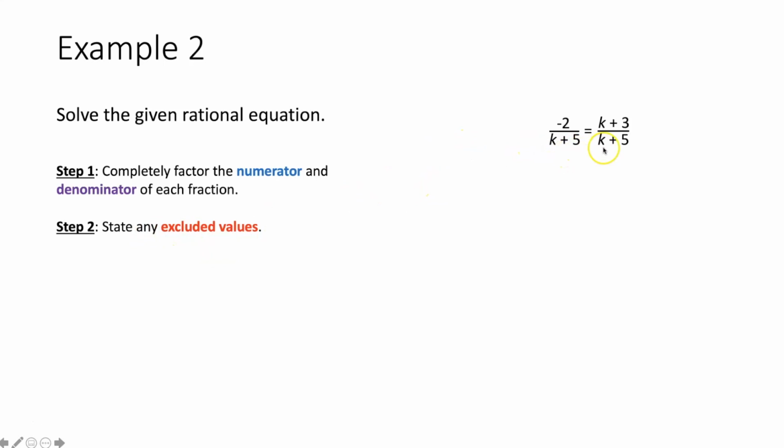Those would be values of k in this case that would cause either of these denominators to equal 0. The good news is that each of these denominators are exactly the same. So we just take one of the denominators, set it equal to 0, solve for k. We get k is equal to -5. So that value of k would cause both of these denominators to equal 0. So our excluded value here would be k cannot equal -5. Now we can move on to step 3, where we make sure each fraction has a common denominator.